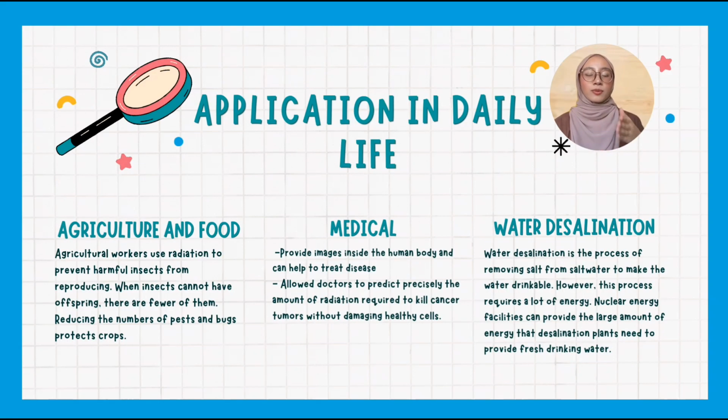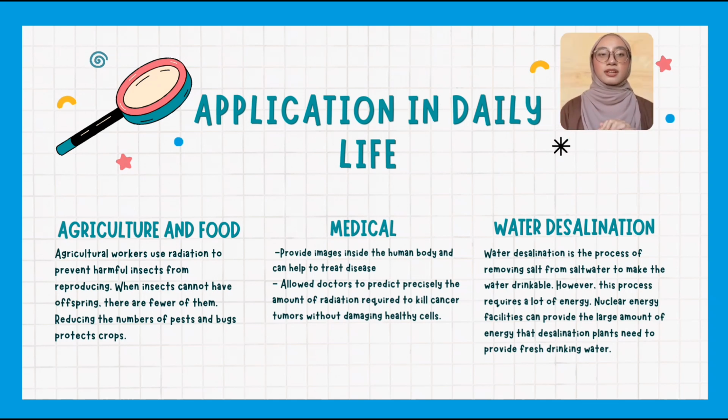Next, I would like to talk about applications in daily life. First, agriculture and food. Agricultural workers use radiation to prevent harmful insects from reproducing. When insects cannot have offspring, there are fewer of them. Reducing the number of pests and bugs protects crops, providing the world with more food.